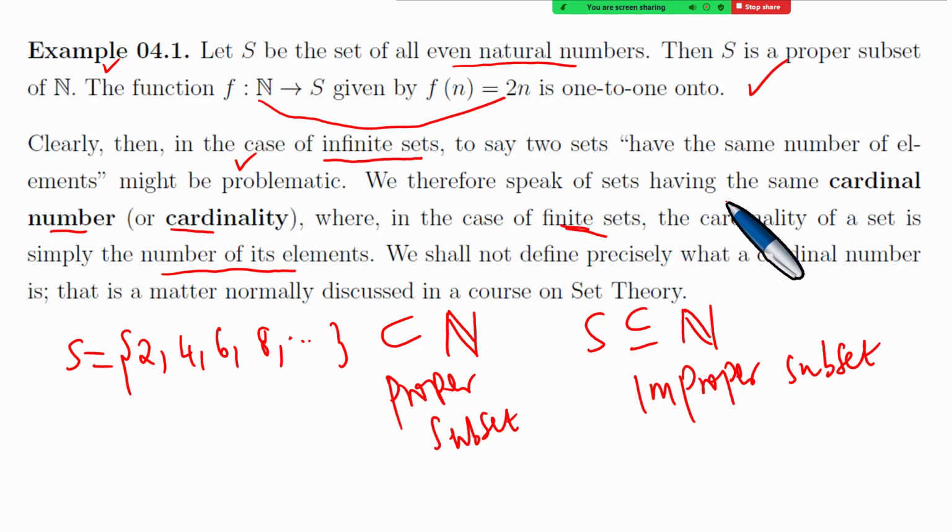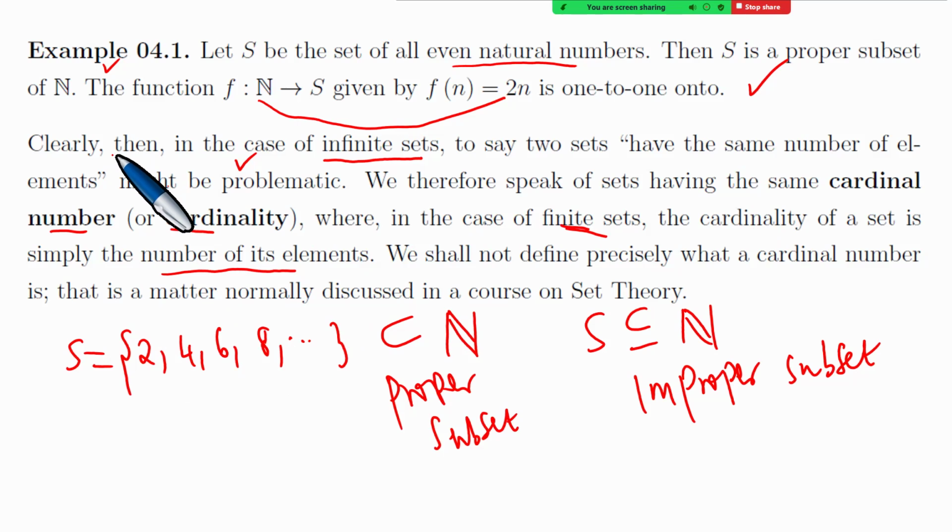We therefore speak of sets having the same cardinal number or cardinality, where in the case of finite sets, the cardinality of a set is simply the number of its elements.